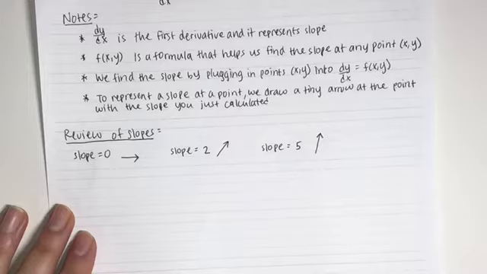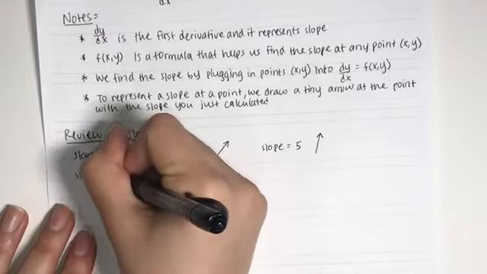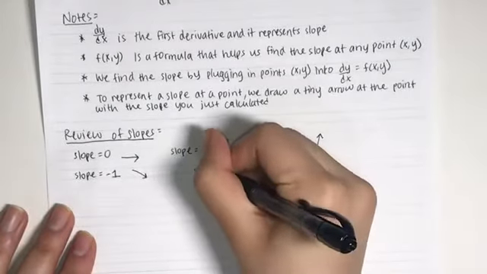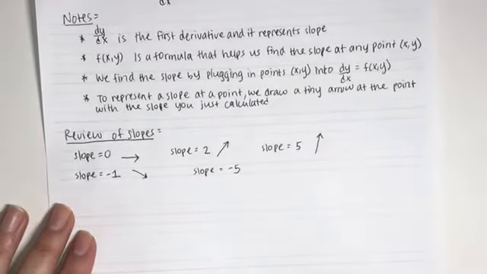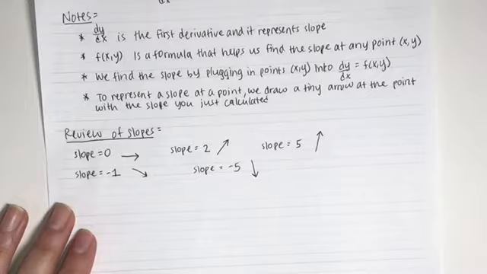No one is going to be measuring your arrow, like the angle of your arrows. As long as you show that your slopes are either increasing or decreasing, then you'll be good. If you have a slope of -1, then all we do is make the arrow have a negative slope, meaning it's pointing downward. And if you have a slope of -5, it'll still be pointing down, but it will be more steep.